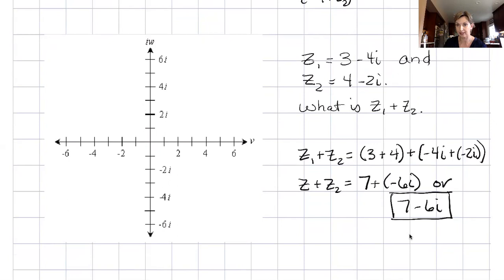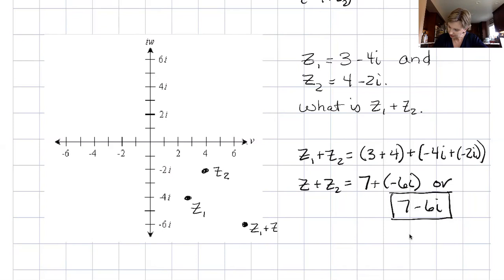So let's graph that answer and see if we can see that parallelogram rule for addition showing up. Z1 was at 3 minus 4i, which puts us about right here. That's Z1. Z2 is at 4 minus 2i, just about right there, I think. Then Z1 plus Z2, 7 minus 6i, we're just going to estimate that about right there.